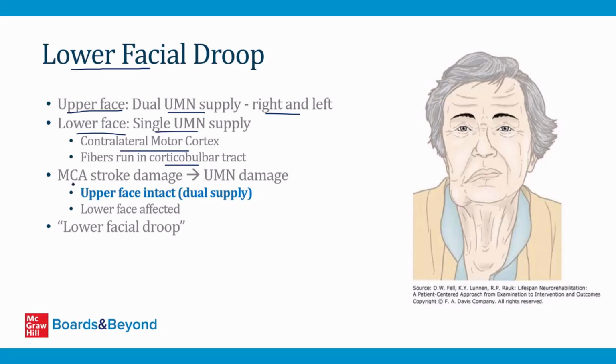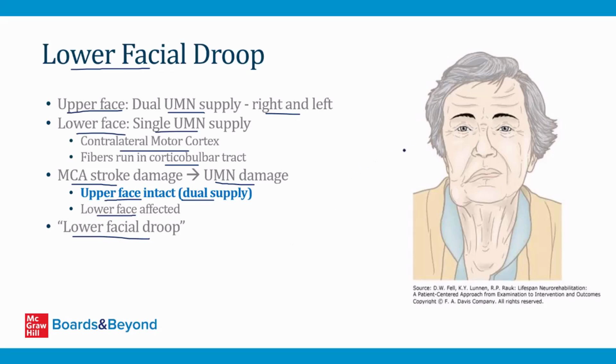So if you have MCA stroke damage, there will be upper motor neuron damage to the neurons that supply the muscles of the face. But the upper face is not going to be affected. It has a dual supply from the opposite side. Only the lower face is going to be affected. So patients with MCA strokes develop weakness of facial muscles, and the way that presents is as lower facial droop.